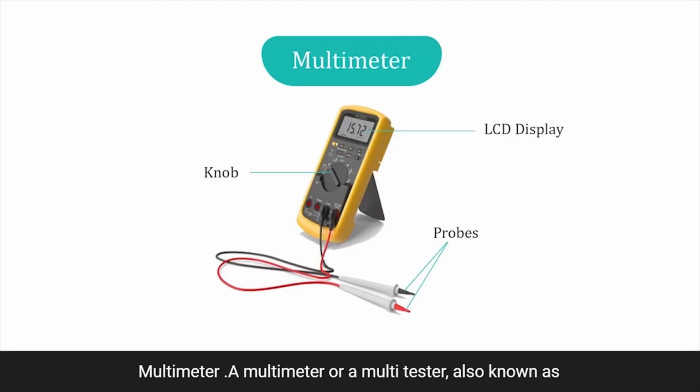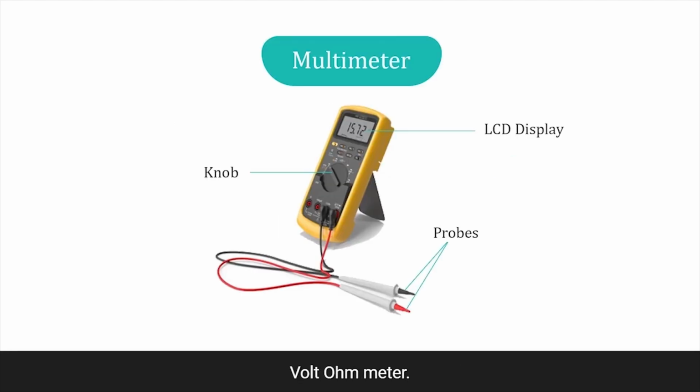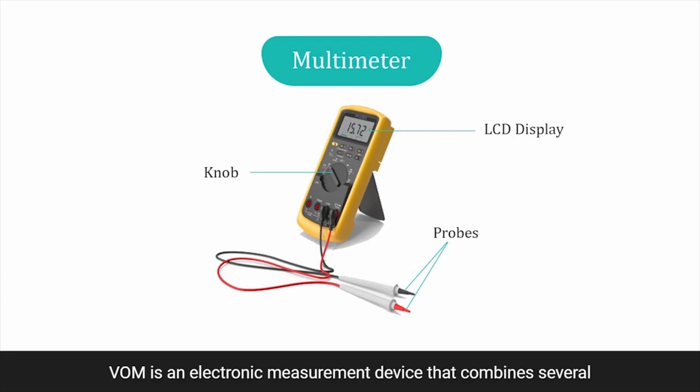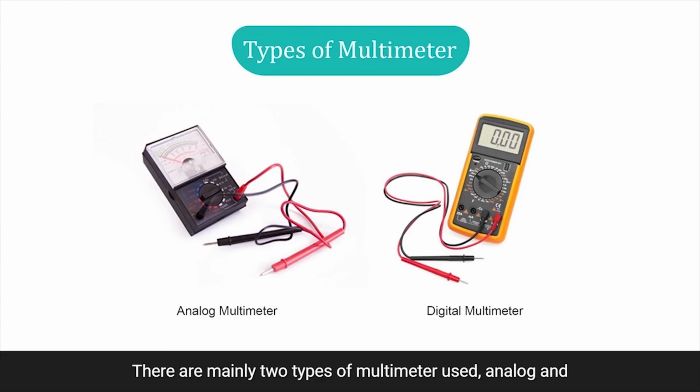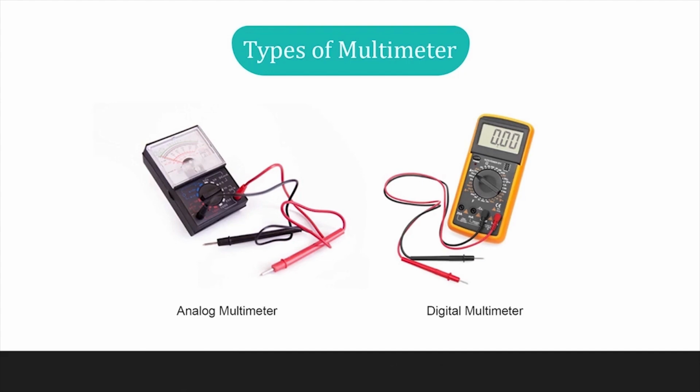Multimeter. A multimeter or a multi-tester, also known as volt-ohm meter (VOM), is an electronic measurement device that combines several measurement functions in one unit. A typical multimeter can measure voltage, current, and resistance. There are mainly two types of multimeter used: analog and digital. Most commonly used is the digital type multimeter.